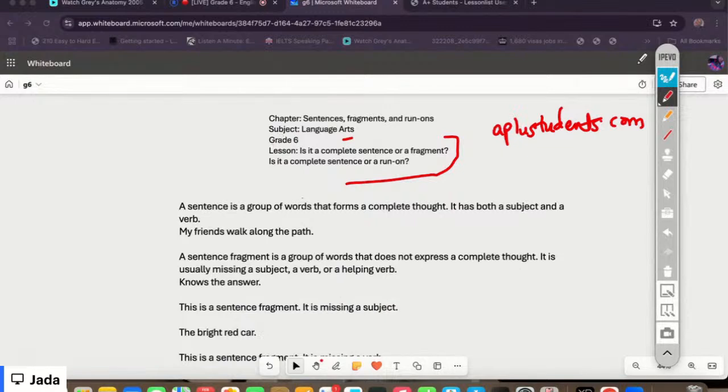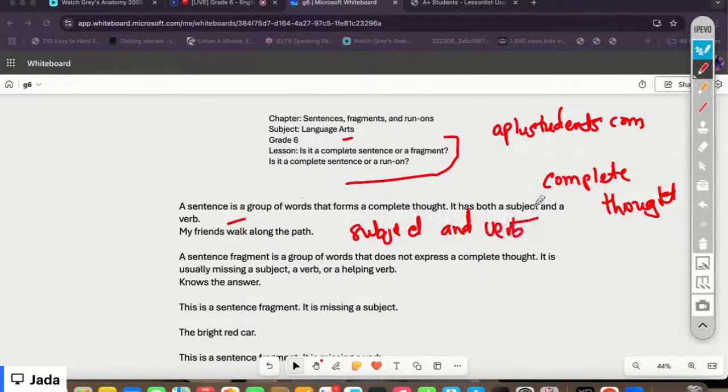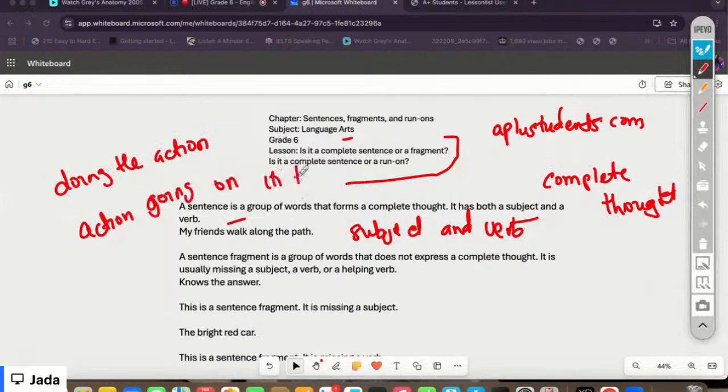All right, so we need to note that a sentence is a group of words that forms a complete thought. It has both a subject and a verb. So a sentence will always have a subject and then the verb. The subject is the person doing the action, and the verb is the action going on in the sentence.